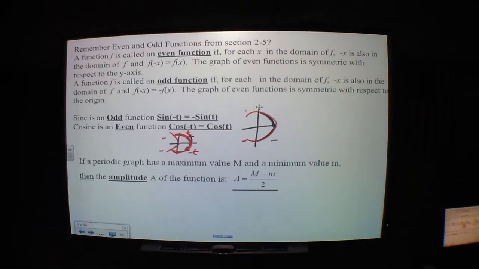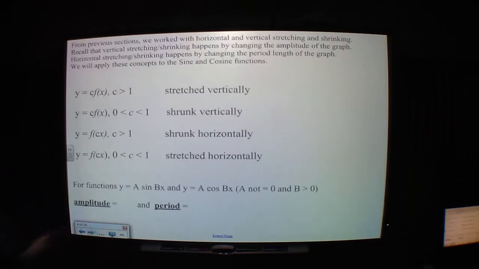If a graph has a maximum value, capital M, and a minimum value, little m, then the amplitude A is equal to the maximum minus the minimum, divided by 2. So you need to know that formula. So sine and cosine, maximum's 1, minimum's negative 1. So 1 minus a negative 1 divided by 2 gives you 1. So sine and cosine both have amplitudes of 1. And remember from previous sections, stretching and shrinking graphs vertically and horizontally. You're going to use this with the sines and cosines. So remember that. We're going back to this.